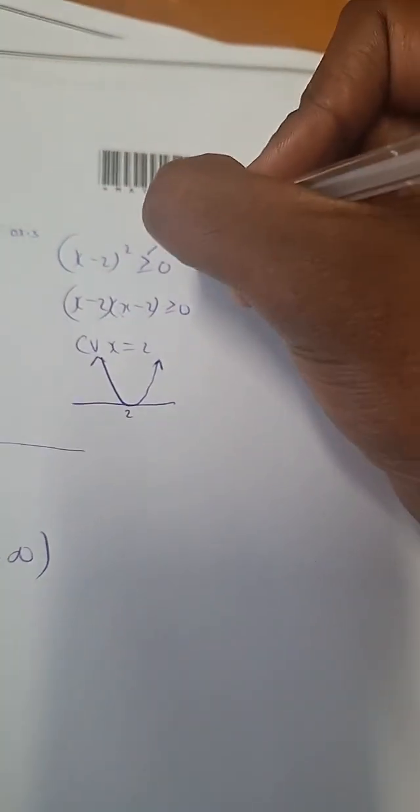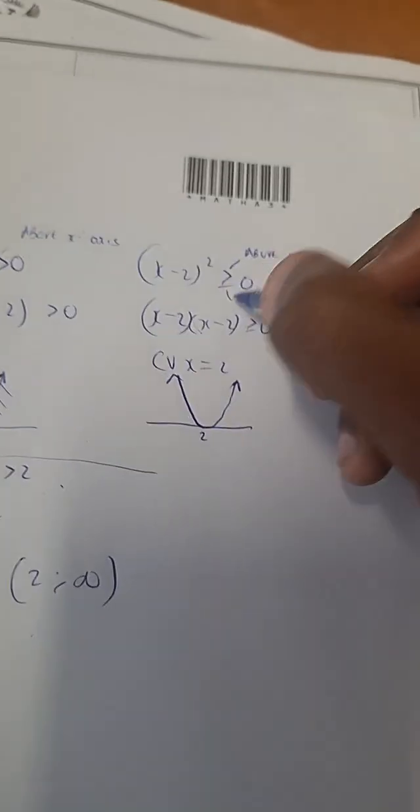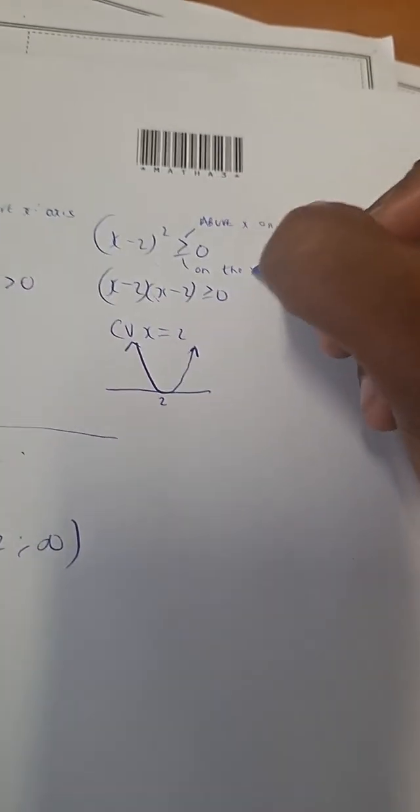Okay, let's come here. What does greater than or equal to 0 mean? Greater than means above the x-axis. Equal means on the x-axis.